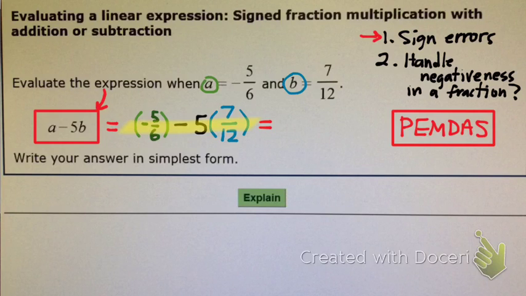When in fact, the order of operations guarantees that before we do any subtracting, we have to finish all of our multiplying. Before we do any s, we have to finish all of our m. So, I agree. First thing we want to do is multiply 5 times 7/12, this product right here. So how do you multiply 5 times 7/12?